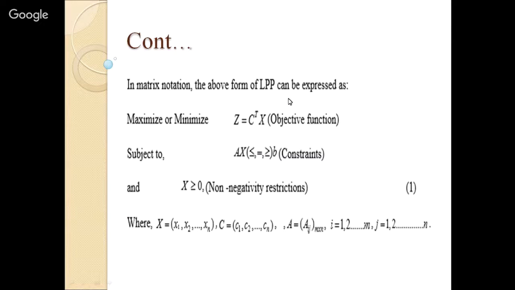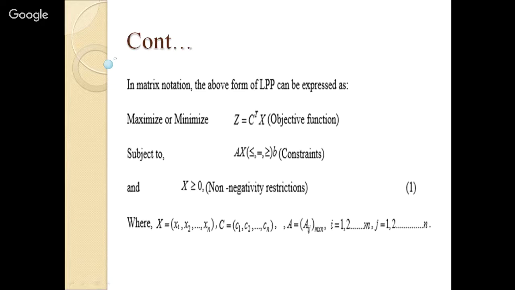This is the matrix notation of LPP. If we make them in matrix format, Z becomes C transpose X, which is the objective function. A X is less than or equal to, or greater than or equal to, B, and X is greater than or equal to 0. So you can convert this into matrix format.